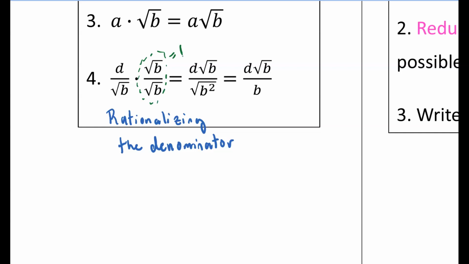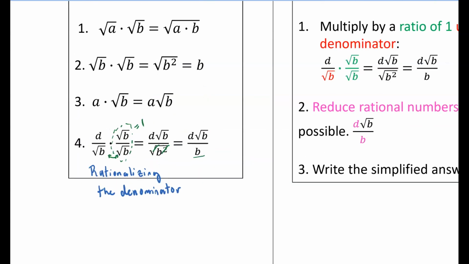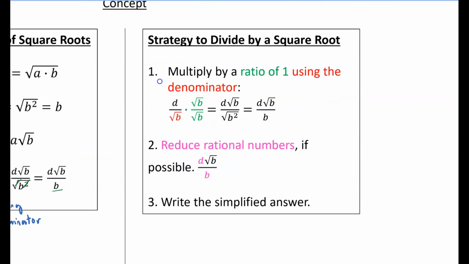And what happens is the result of multiplying a radical times itself, and we'll look at an example here in a second, is that you get that radical squared, which these end up canceling. And so you just get a whole number in the denominator, okay? So this is our strategy.